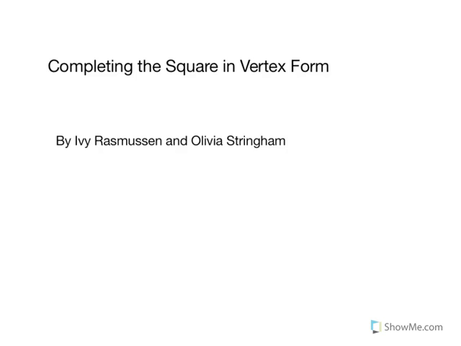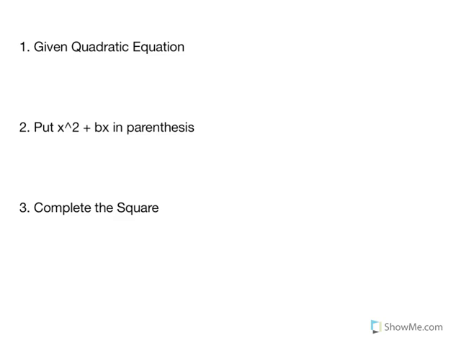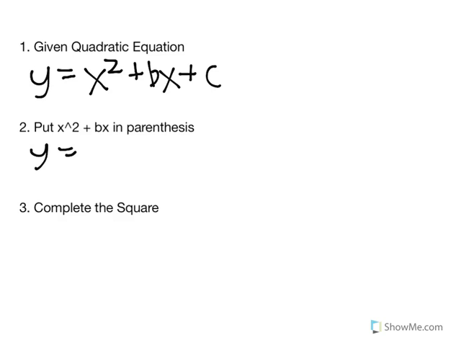Our tutorial today is on completing the square in vertex form. So first you're going to be given some steps. Your first step is you're given a quadratic equation, in this case, y equals x squared plus bx plus c. Your second step is to put the x squared plus bx in parentheses. This will help you simplify and complete the square later on.